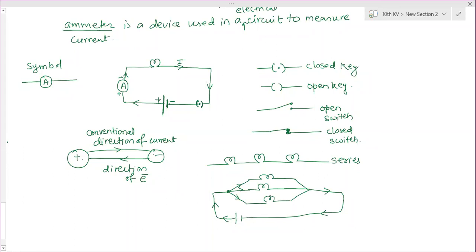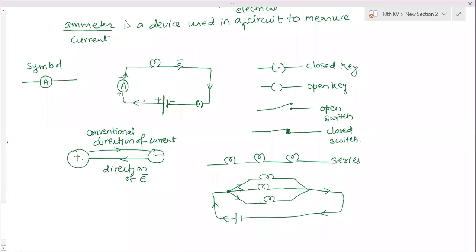So here what happened? All the three bulbs are connected in three different paths. There is no single path. There are different paths for the current. So due to that, these three devices are said to be in parallel combination. This is series combination. This is parallel combination. Are you able to understand? Yes, ma'am. So now you know series and parallel.